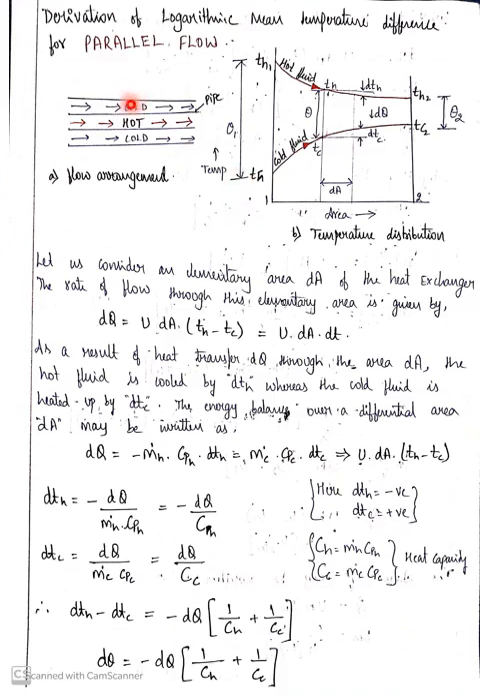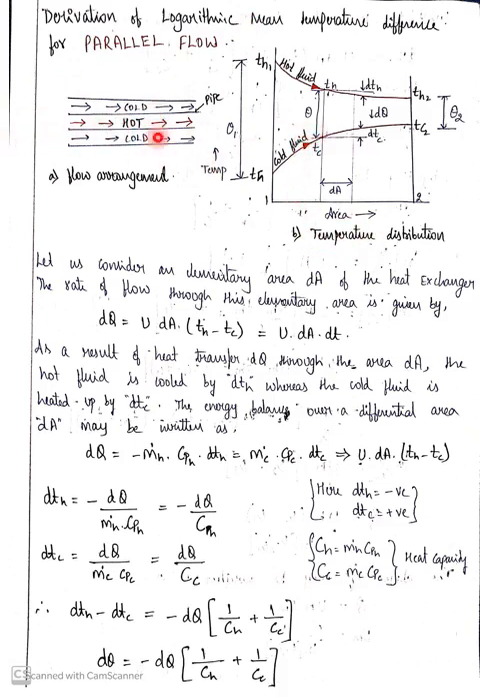So this is a very important derivation, the derivation of the logarithmic mean temperature difference for a parallel flow. So let's start with what is parallel flow. Parallel flow is when two fluids are moving in the same direction. Suppose these are the two pipes where cold fluid is sent, and in between that hot fluid will be sent. So there will be heat exchange between the hot fluid and the cold fluid, but parallel flow defines the direction of the two fluids as the same direction.